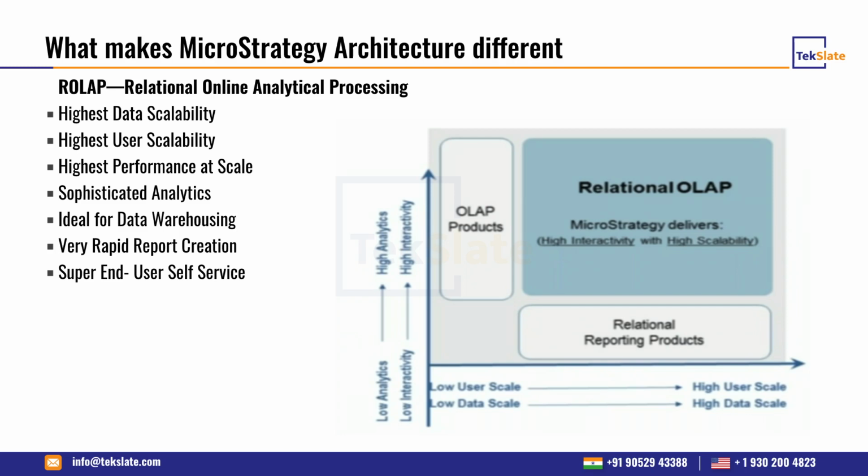So two parameters are important. First one is ROLAP, and second one is tier architecture. So this is the important structure of the architecture part in MicroStrategy.